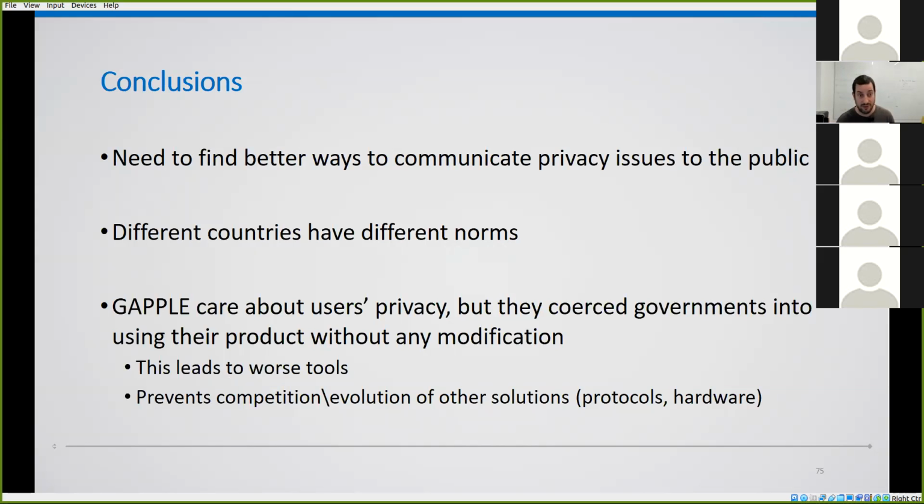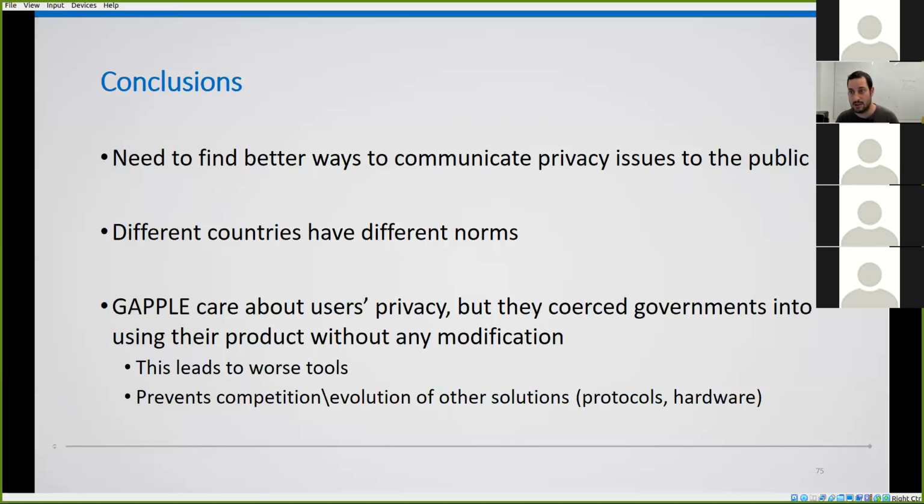It might prevent the use of life-saving tools at all, and it prevents any kind of competition or evolution of other solutions, such as different protocol or hardware stacks. And we need to think really hard about what is the amount of power we want to give these corporations on our everyday lives and the decisions that affect them.